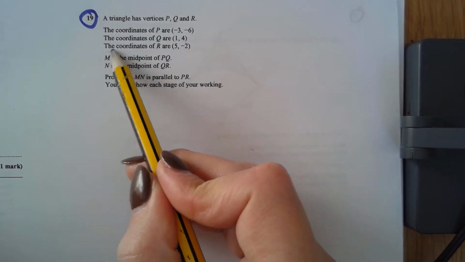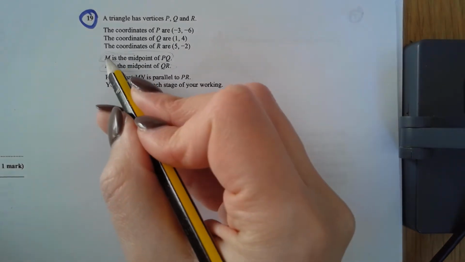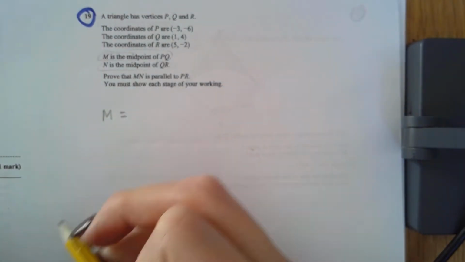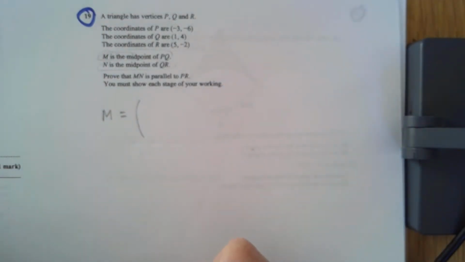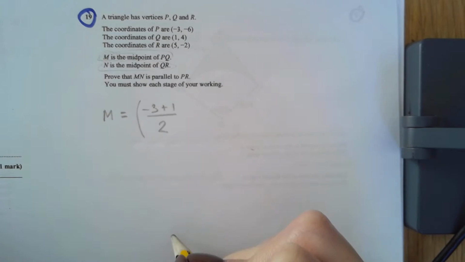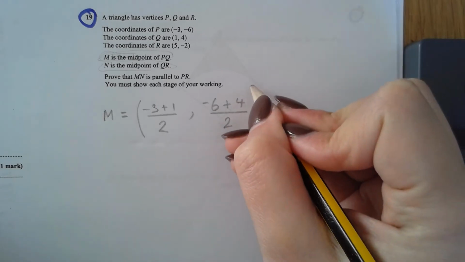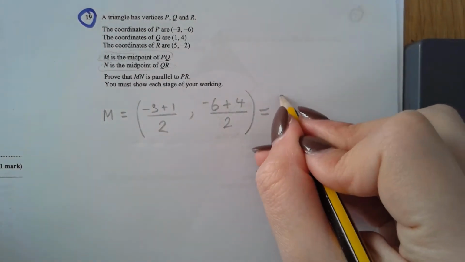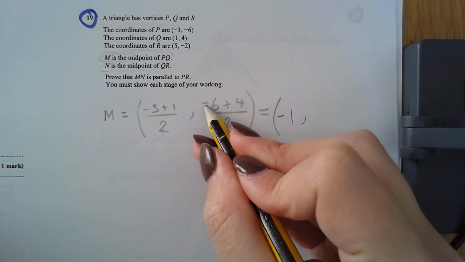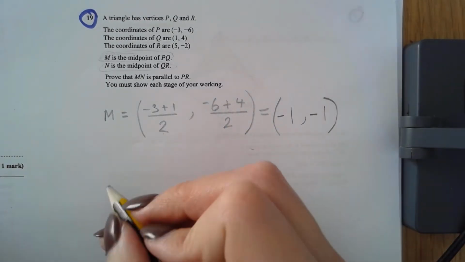So first of all, we're going to work out what these points actually are. They've given us them for a reason. So M is the midpoint of PQ. Well, we find a midpoint by adding them together and dividing by 2. So P and Q, so we've got -3 add 1 divided by 2 for the x coordinate, and -6 add 4 divided by 2 for the y coordinate. So -3 add 1 is -2, divided by 2 is -1, -6 add 4 is -2, divided by 2 is also -1.